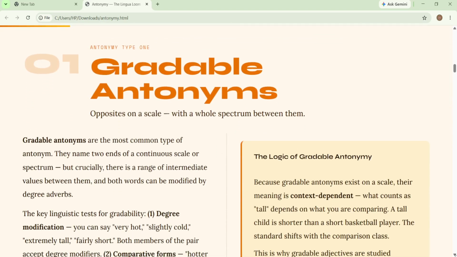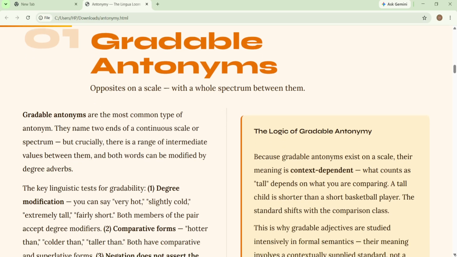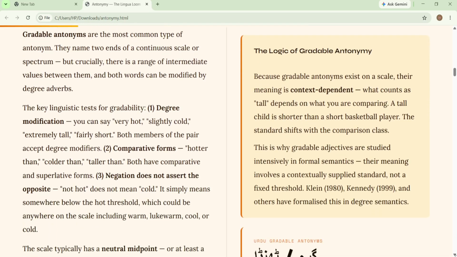Well, let's look at the first type, which is gradable antonyms: opposites on a scale with a whole spectrum between them. So what does this mean? Gradable antonyms are the most common type of antonym. They name the two ends of a continuous scale or spectrum. But crucially, there is a range of intermediate values between them, and both words can be modified by degree adverbs.